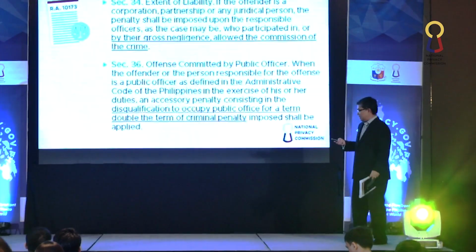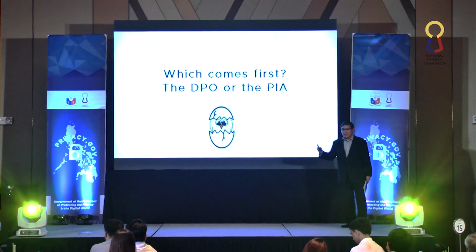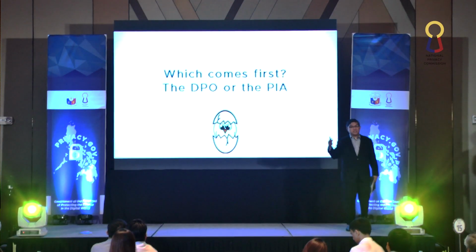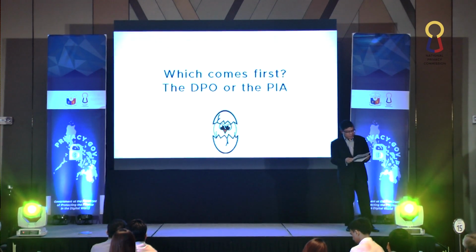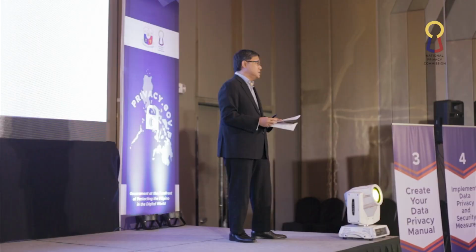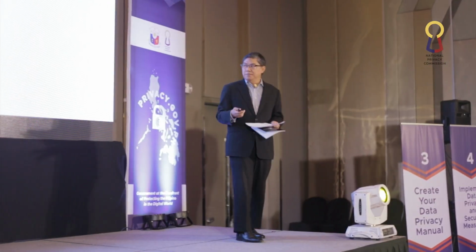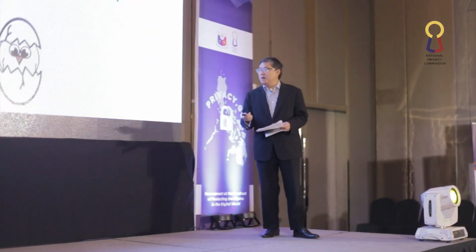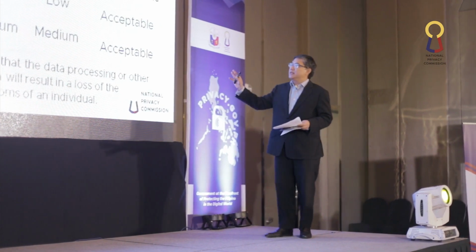We talk now about the need to appoint a DPO, but the question is, which comes first, right? The DPO or the PIA? Because again, depending on the level of risk that comes out in the PIA, you may decide later on that a more senior person is needed or additional support staff is needed. And so what's the PIA all about? It looks something like this.